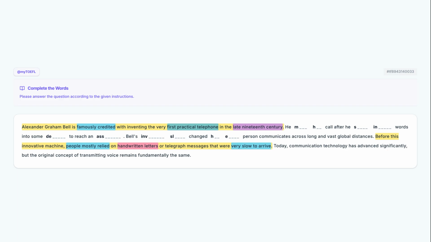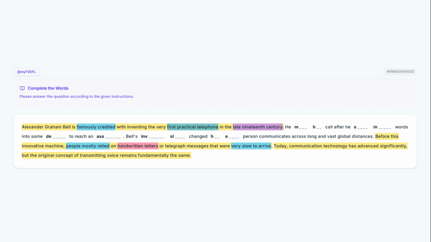It bridges the gap between the historical invention and our modern lives. This sentence ensures you see the long-term impact of the topic before we begin filling in the blanks. Today, communication technology has advanced significantly, but the original concept of transmitting voice remains fundamentally the same.